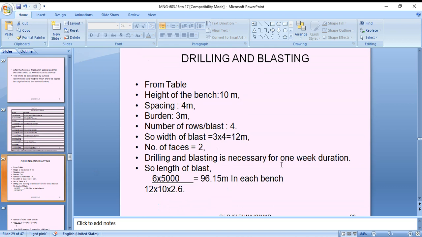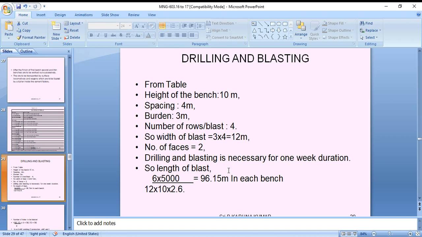So the height of the bench is 10 meters, spacing is 4 meters, and burden is 3 meters by design. The number of rows you have to blast is 4. So the width of the blast is 3 into 4, equal to 12 meters. The number of faces is 2. So by this you have to calculate the length of the blast for the bench, which comes to 19.6.